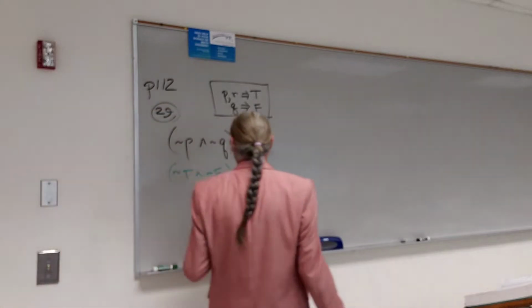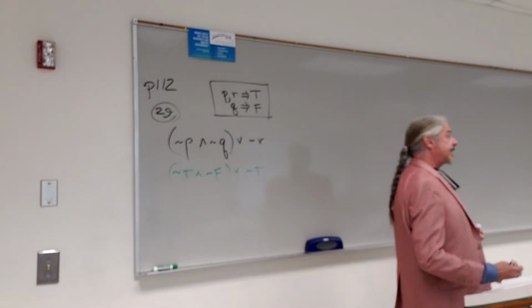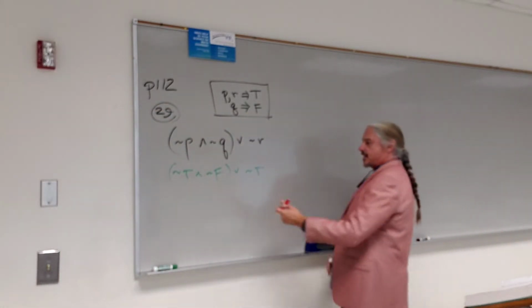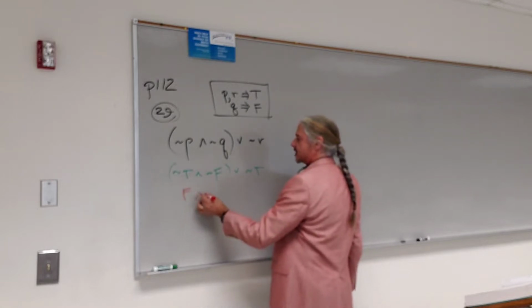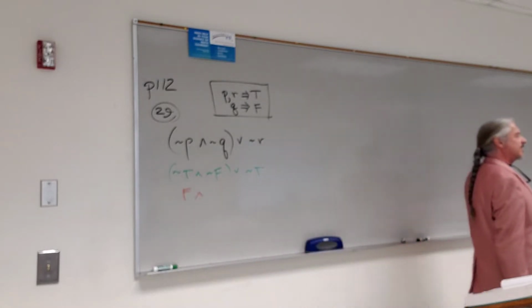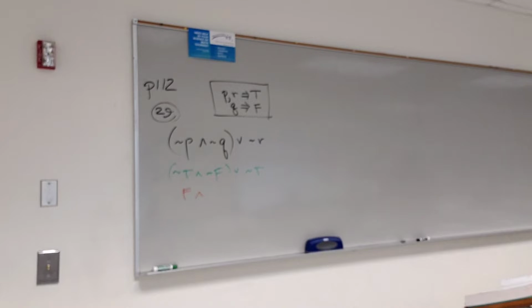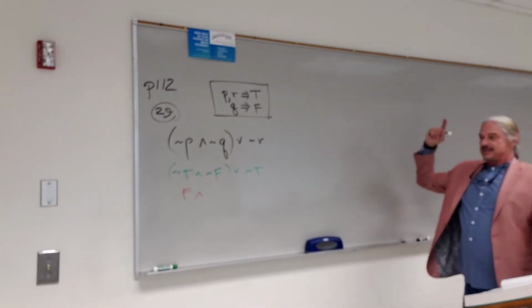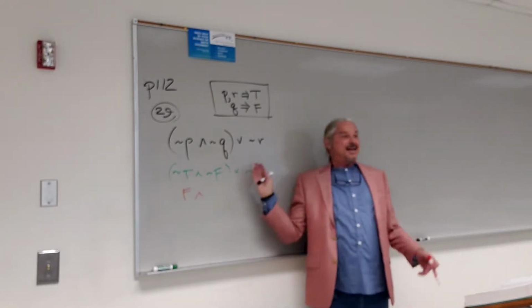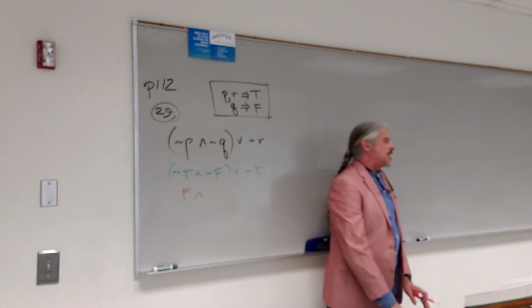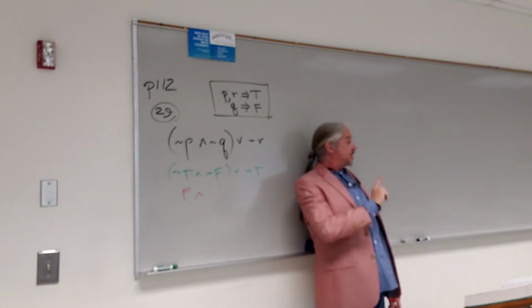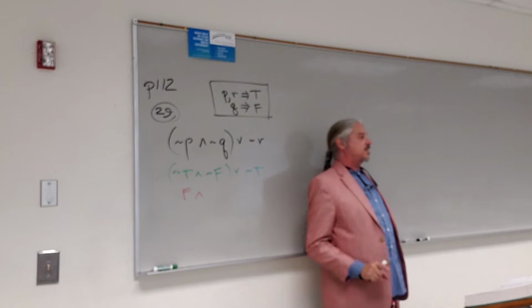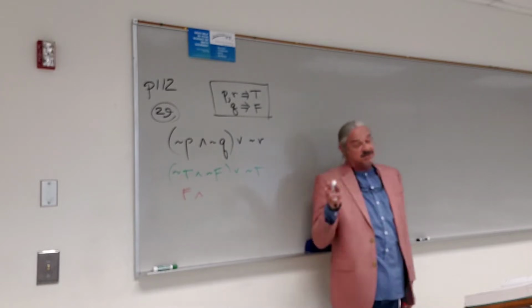So, tell me, what is not T? False, right? Everybody gets that, right? This says false and, oh, I don't even have to keep going. How come I don't have to keep going? Because I notice it's an and with false, and anything and false is going to be false. But I will keep going for your benefit, but work smart, not hard.